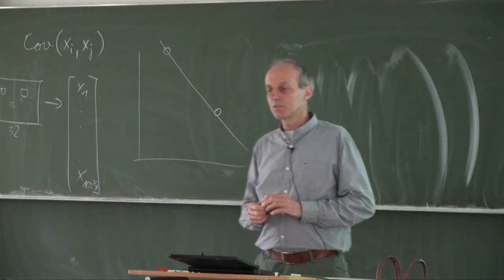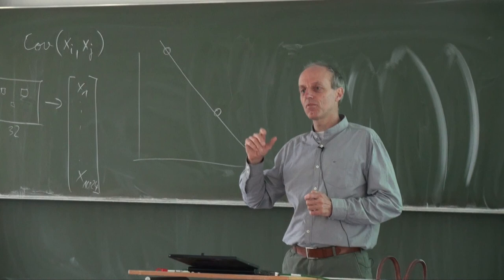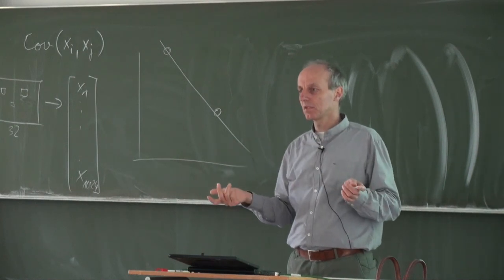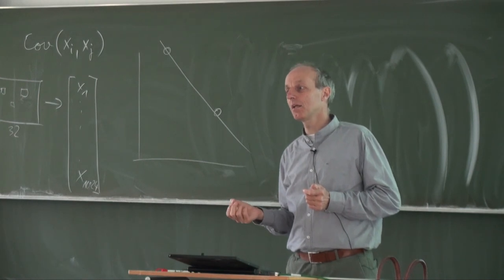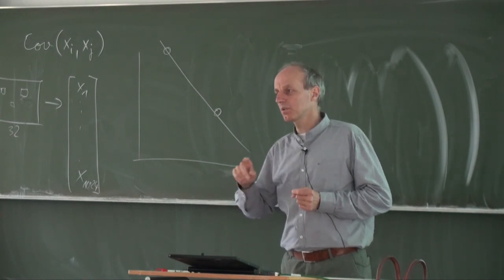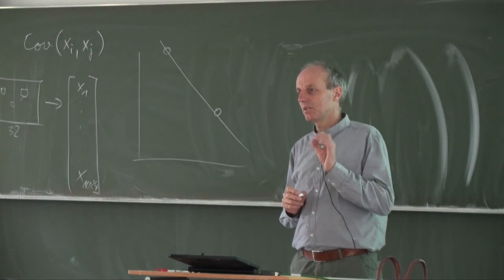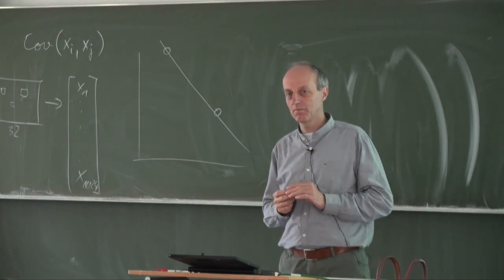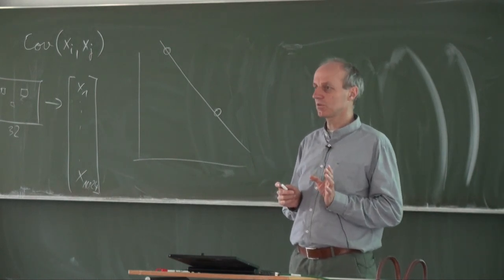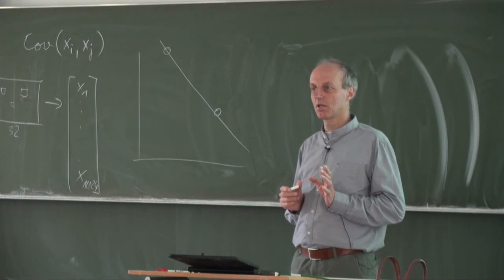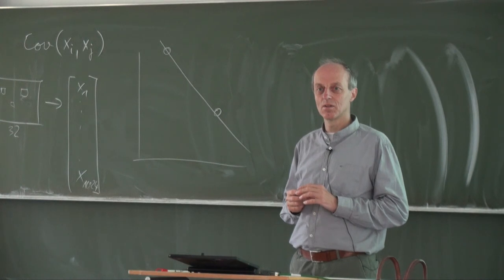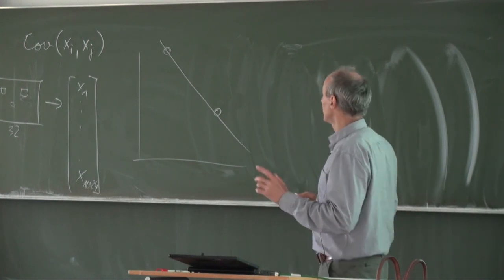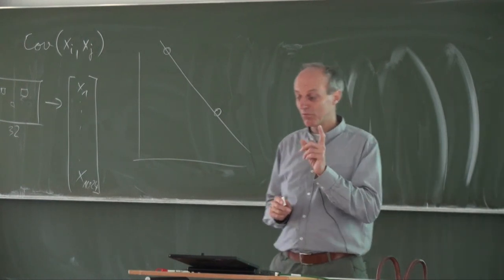So you see, if you have in a high-dimensional space n points, these n points define an n minus one dimensional linear subspace. Is this clear? Is it obvious? Doesn't a subspace go through the origin? You're right. Thank you for this remark.